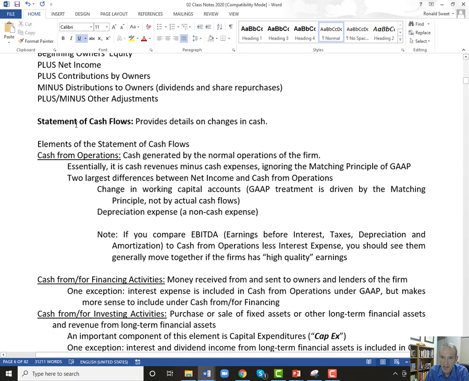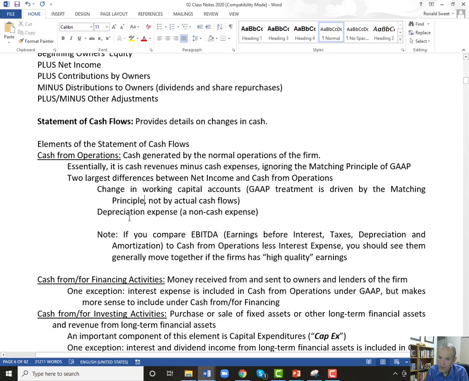So the statement of cash flows has 3 components: cash from operations, cash for financing, and cash for investing. We will definitely be using the cash from operations quite a bit, and we will be spending a lot of time on working capital. The 2 biggest differences between net income and cash from operations are working capital and depreciation. So we'll get into those.